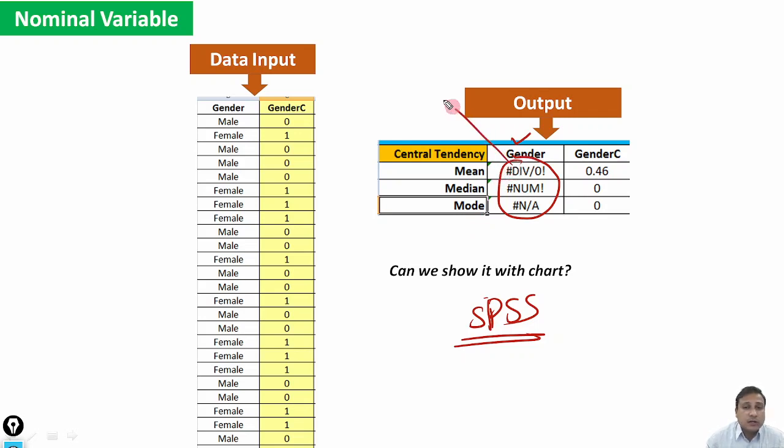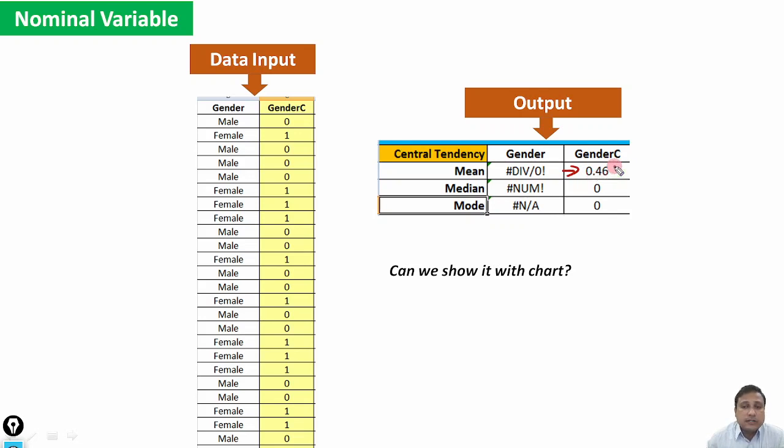What is the reason? The reason is that this variable is actually a string variable. All the responses here are recorded using words or alphabets. We cannot give statistical treatment to alphabetical data. That is why we are getting the error message here. So we'll now shift to gender C, and let's try to read and interpret the result here. I'll start from the mean. What does that mean?